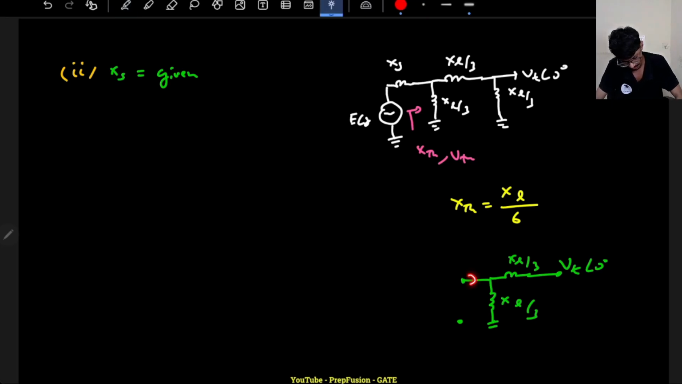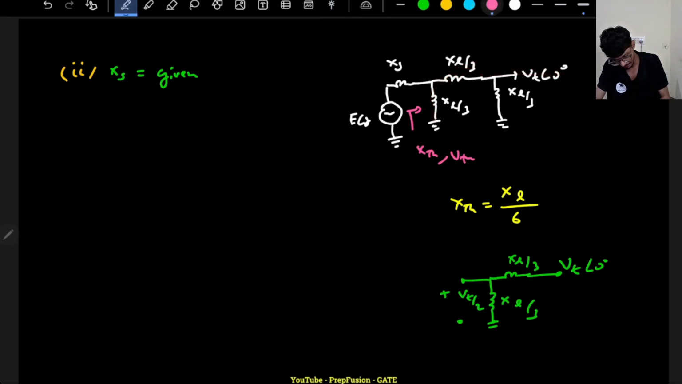So this node is open, so this will be VT by 2 basically. It is open circuit voltage, VT by 2, simply, because it is acting as a voltage divider, since this point is open circuit. I'm just calculating the VTH from here, open circuit voltage. If this point is open circuit, that means here no current is flowing. So this point is basically VT by 2. That's it. So now you will replace your circuit like this. So this will become XS. This will be XL by 6.